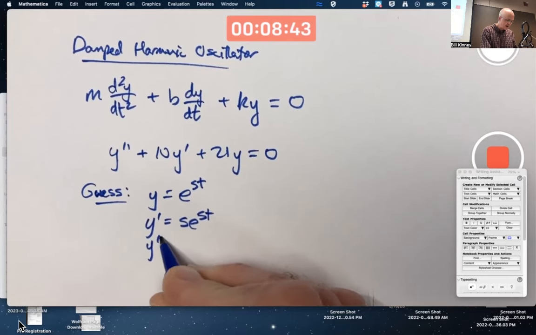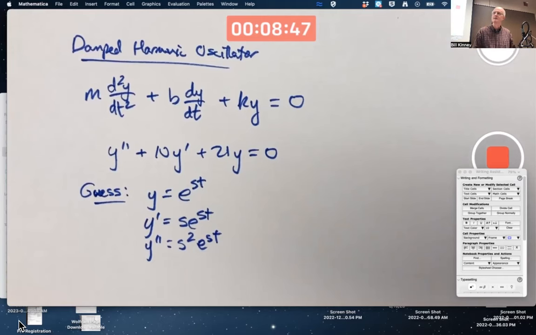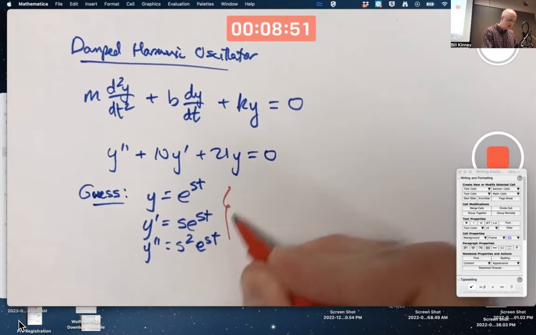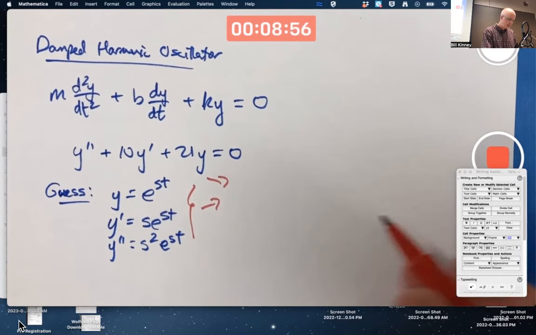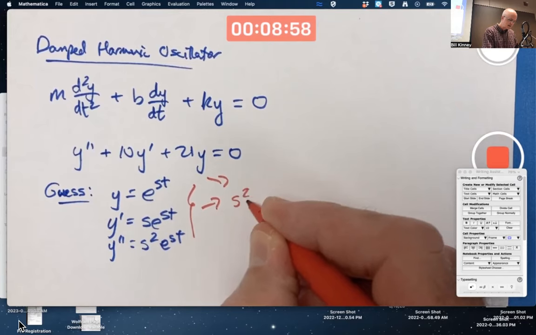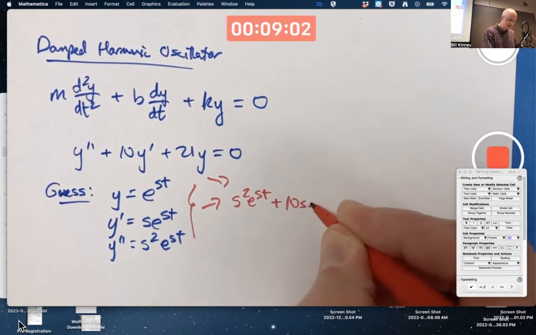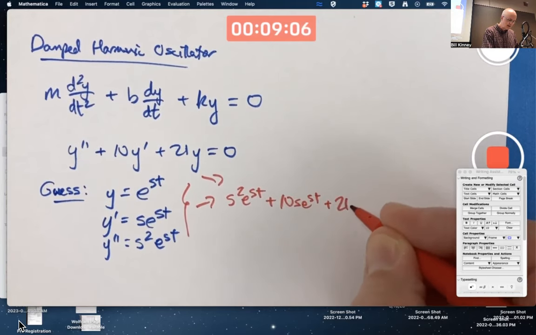Find y prime, find y double prime. s is a constant here, so I use the chain rule a couple of times. Substitute into the differential equation. y double prime is s squared e to the st, plus 10y prime will be 10s e to the st, plus 21y will be 21 e to the st.